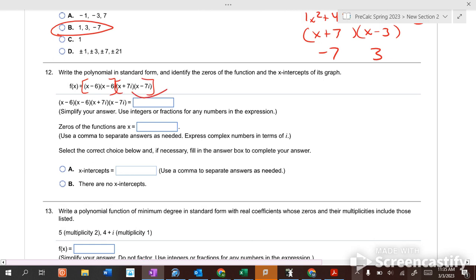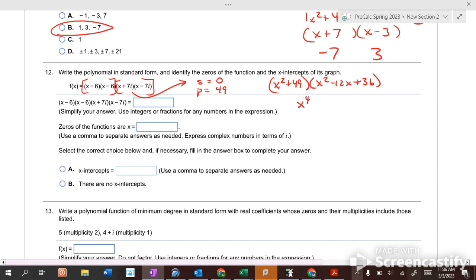Now, when I get imaginary roots, I use the sum of the roots and product of the roots. What's the sum of 7i and -7i? 0. What's the product of 7i times -7i? +49. So this is x squared plus 49. And then you take it times (x minus 6) times (x minus 6), which is x squared minus 12x plus 36. And you double distribute.